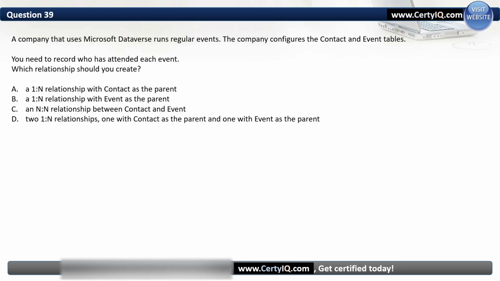Question 39. A company that uses Microsoft Dataverse runs regular events. The company configures the contact and event tables. You need to record who has attended each event. Which relationship should you create? The correct option is C, an N:N relationship between contact and event.